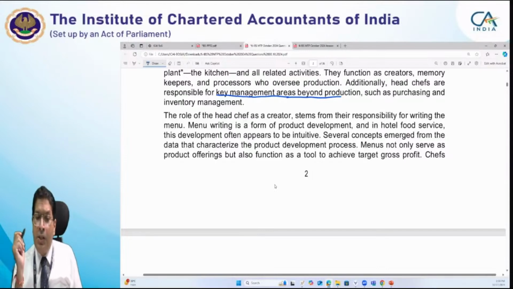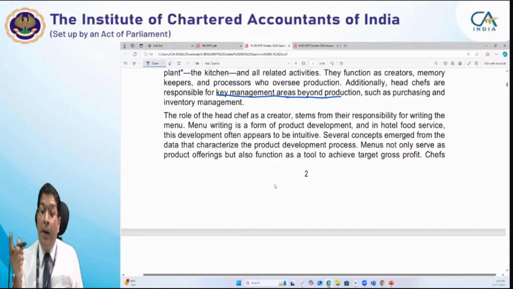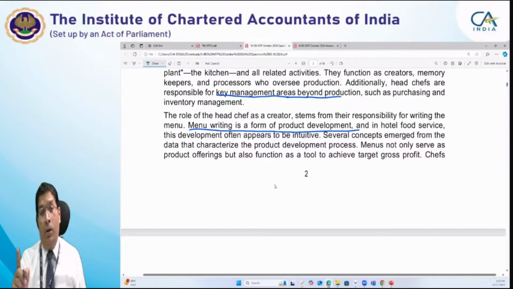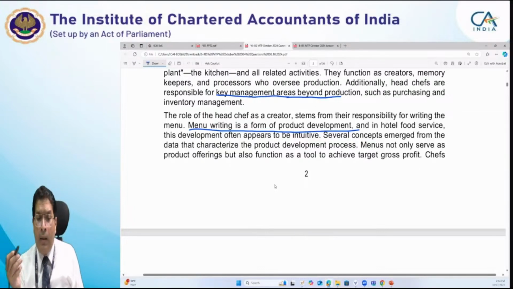The role of head chef as a creator stems from their responsibility for writing the menu. Menu writing is a form of product development. It is very important to note that deciding the menu is a form of product development, and in hotel food service, this department often appears to be intuitive. Several concepts emerged from the data that characterized the product development process. Menu not only serves as a product offering but also functions as a tool to achieve target gross profit.